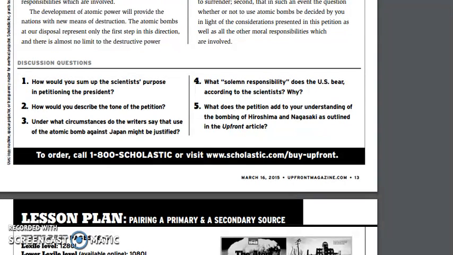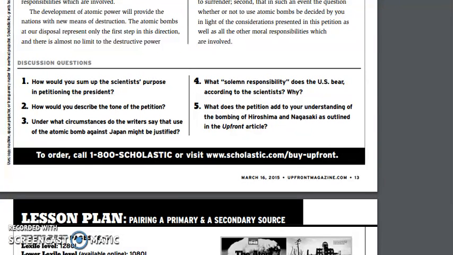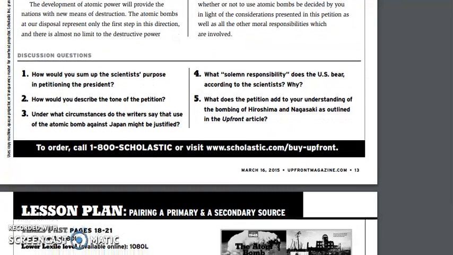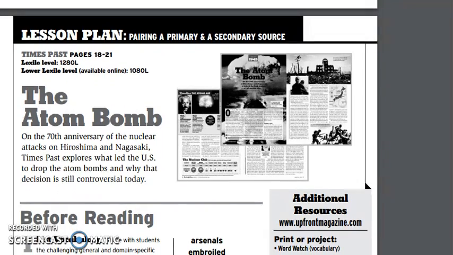I feel like this is where we can go back to this checklist and mark off that last thing, the ultimate evaluation. Does the lesson require the students to think like a scientist or a historian? And that second part of that question, can the atomic bomb against Japan be justified? And I definitely think that's what that does. So we're going to continue on.